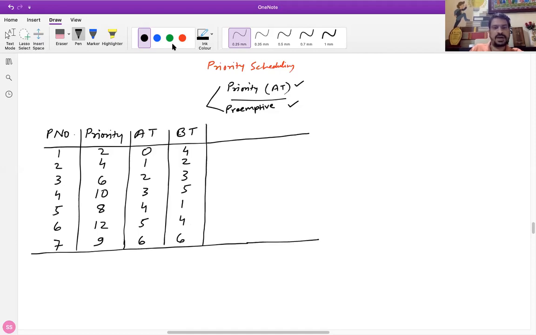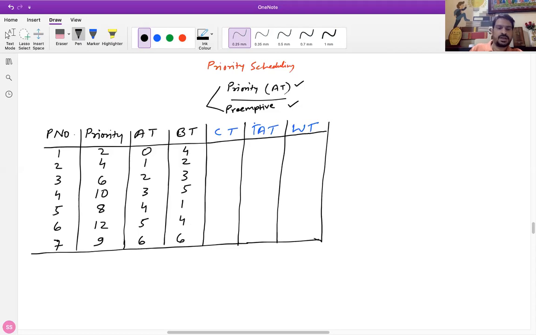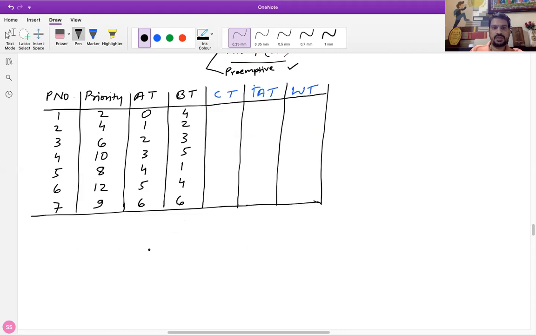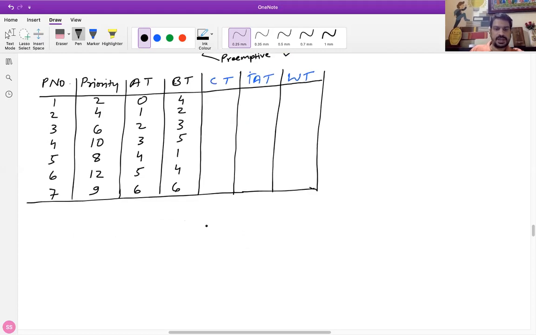Later on, we are going to calculate our turnaround time, and then the waiting time. We'll calculate all these after some time. Okay, so let's go deeper and create the Gantt chart.